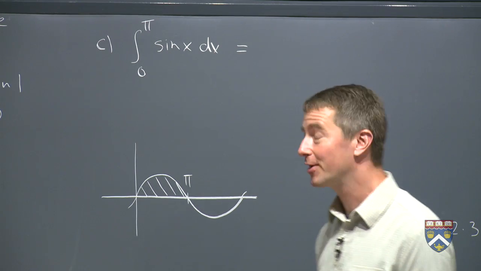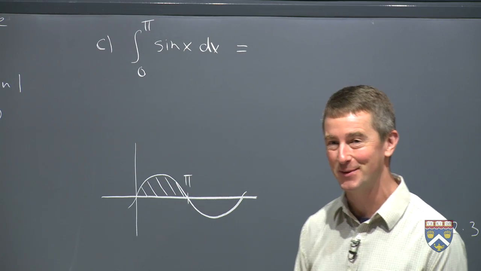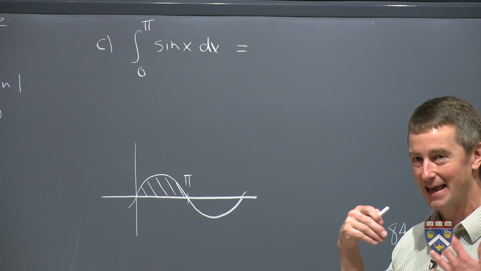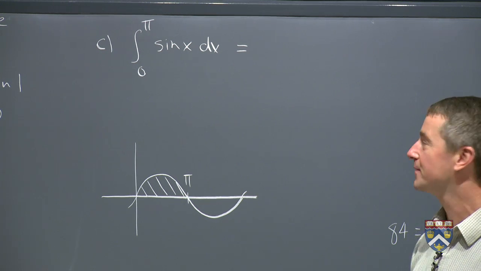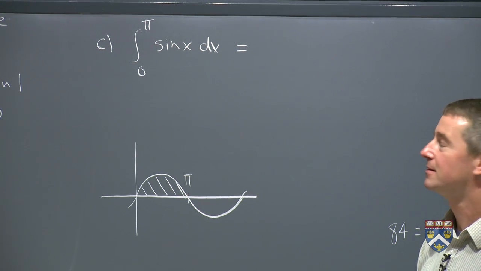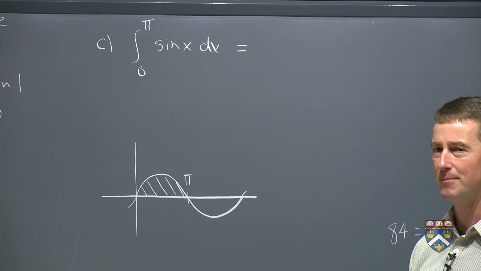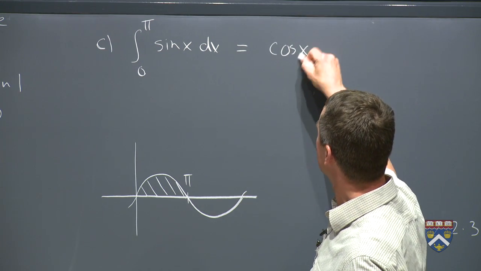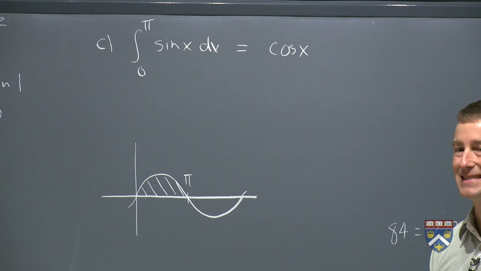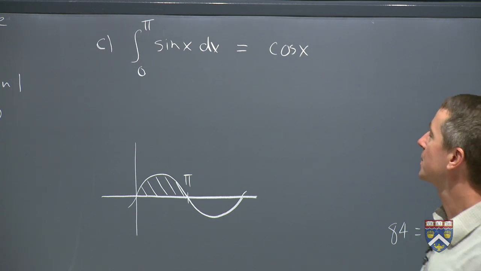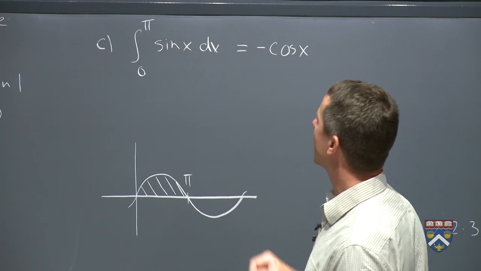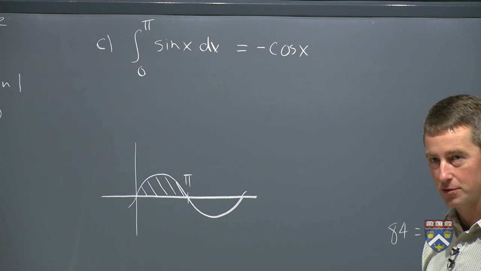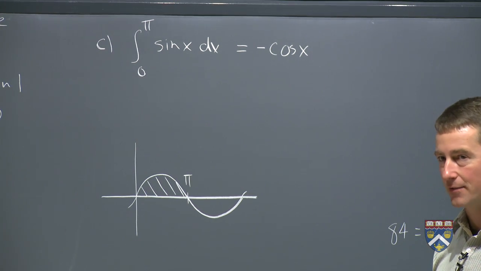Well, we don't need to worry about drawing all those rectangles and taking the limit as n goes to infinity. We just need to say, can you think of a function whose derivative is sine of x? Does any function come to mind? Must be something with a cosine of x, right? But if I just put cosine of x there, what's the derivative of cosine of x? That's negative sine of x, right? So how can we fix that? We put a negative there, because then the derivative of negative cosine of x is negative negative sine of x.